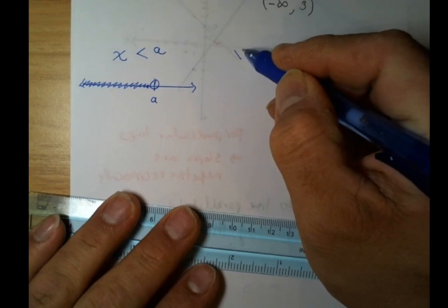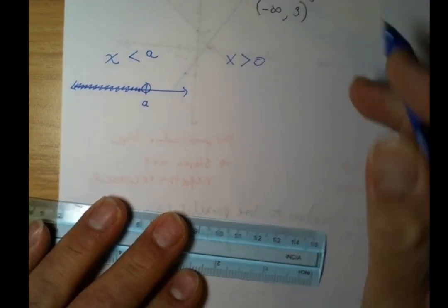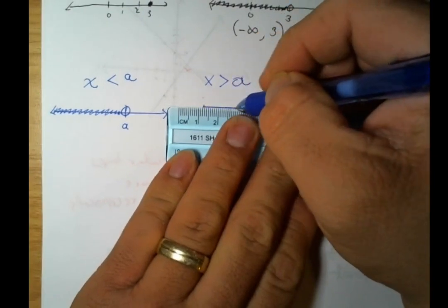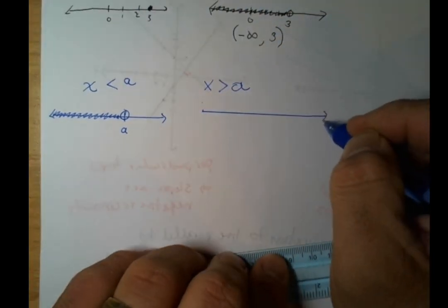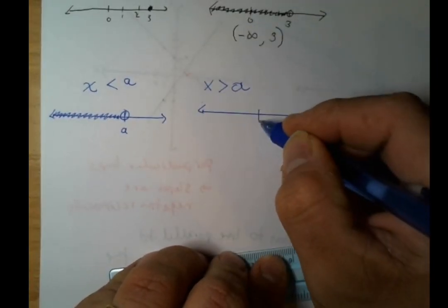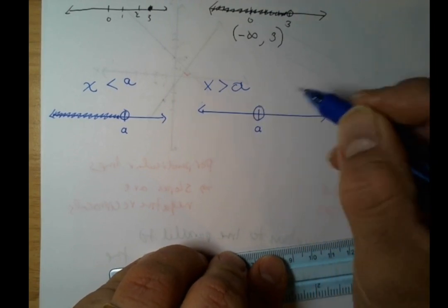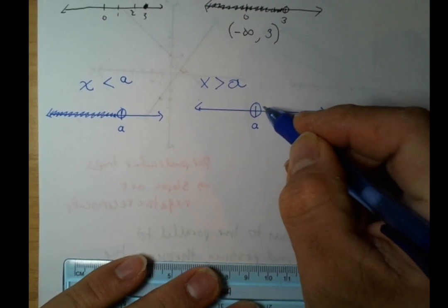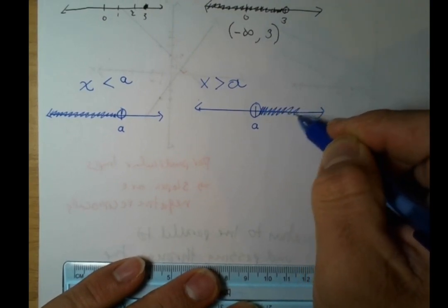Now, if I wanted to say x greater than a, let's say a was somewhere here. Again, still not inclusive of a, strictly greater than. And then we shade here to the right.